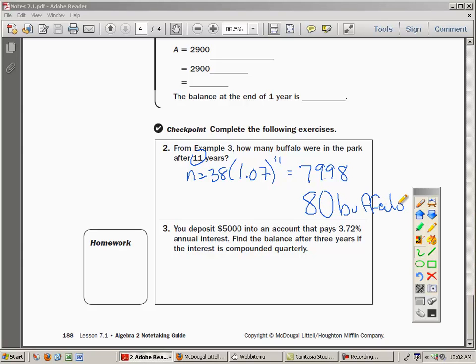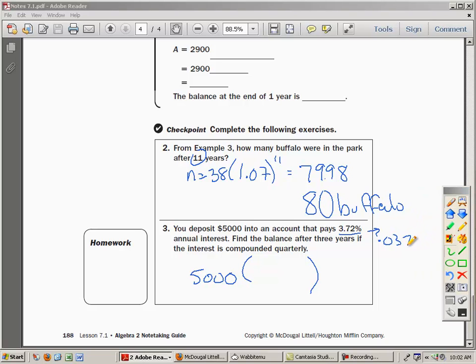Okay. The next example says you deposit $5,000 into an account that pays 3.72%, which is 0.0372. So 1 plus 0.0372. And now it says find the balance after 3 years if the interest is compounded quarterly. Well, quarterly says we do it 4 times a year, so my n is equal to 4. So this is 4 here, and then we're raising that to the 4 times 3 because I want 4 compounds per year, and I want 3 years.